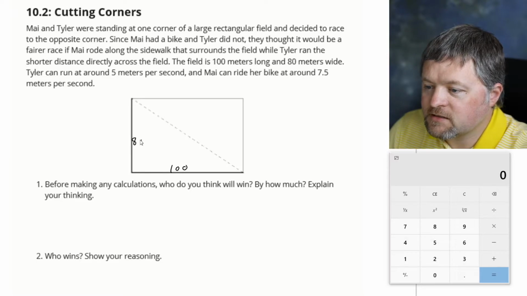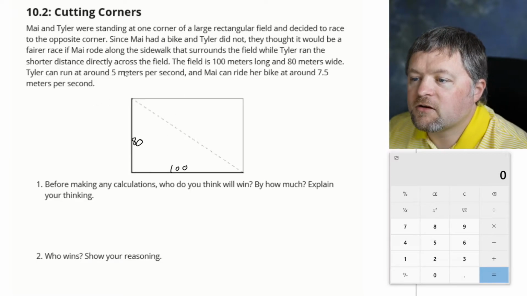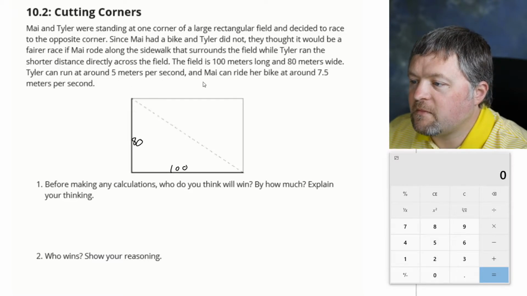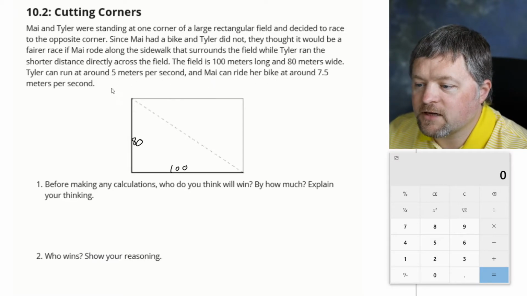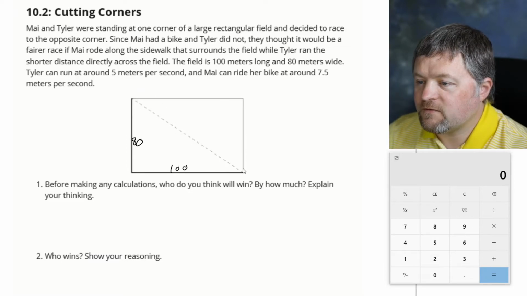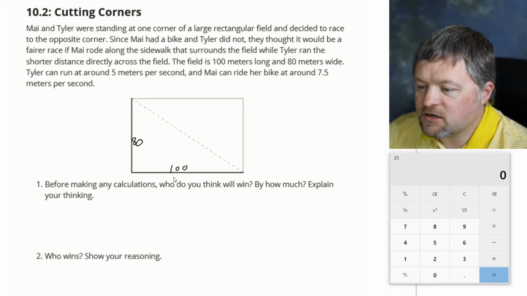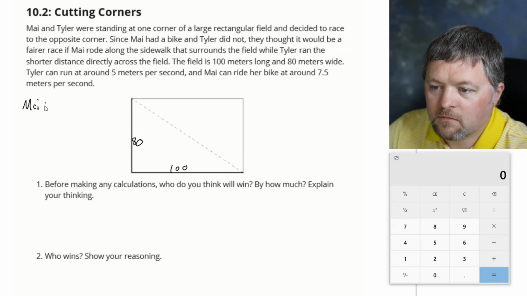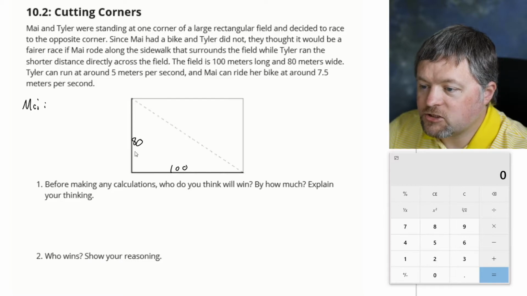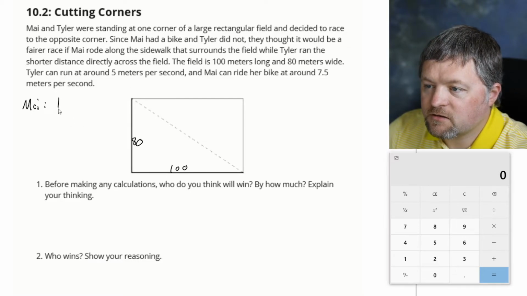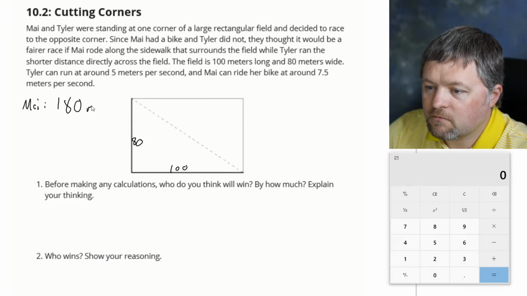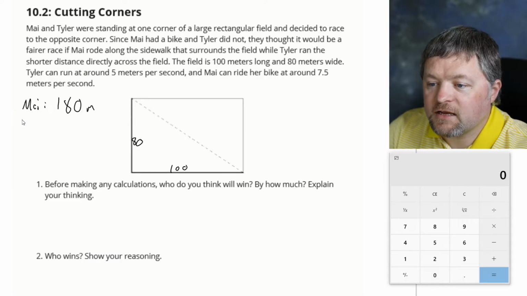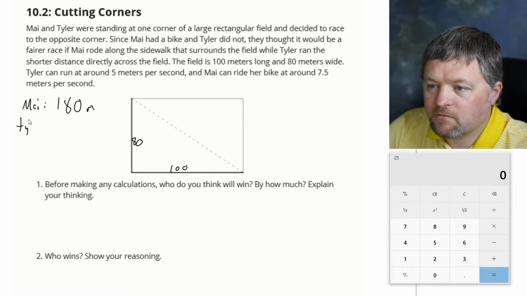Let's label things. Tyler can run at about 5 meters per second. Mai can ride her bike at about 7.5 meters per second. Well, first we have to figure out just how far each of them has to go. Mai has to go along the edge, so 80 meters plus 100 meters. So Mai has to travel 180 meters.